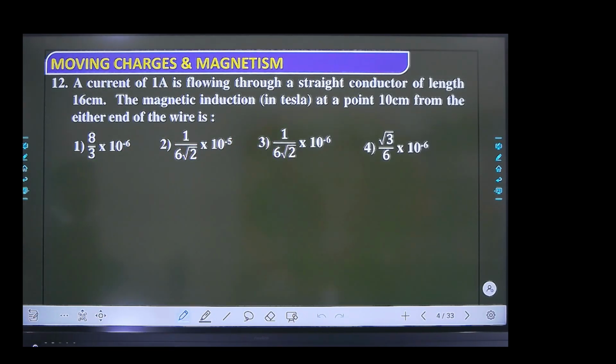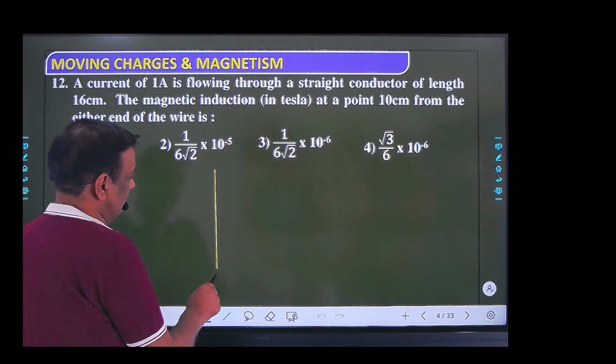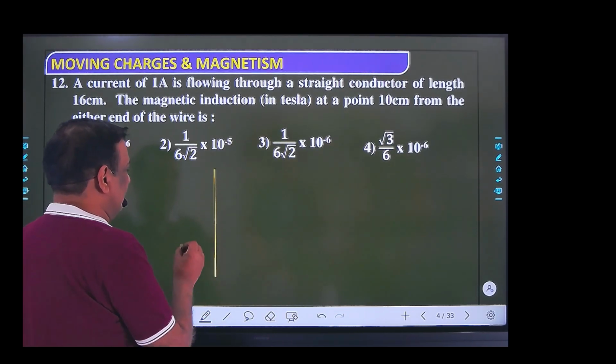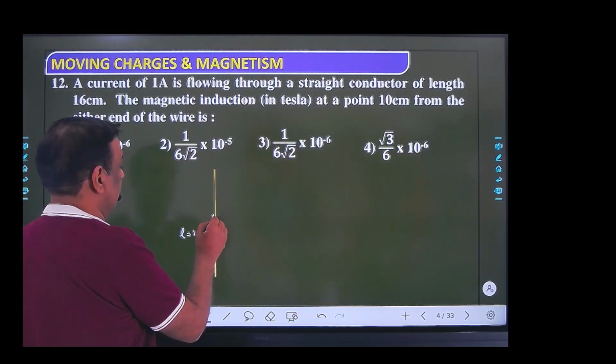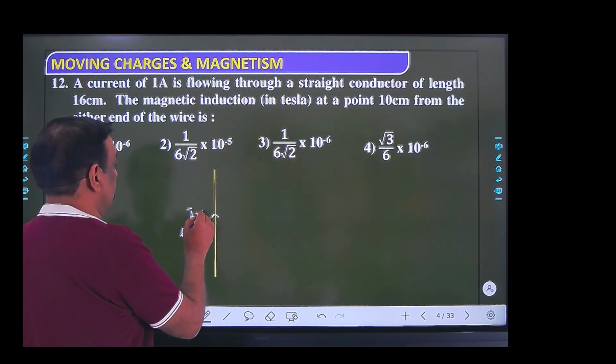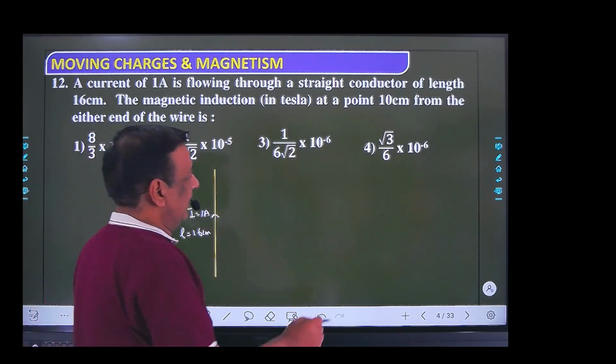Next, a current I of 1 ampere is flowing through a straight conductor of length 16 centimeter. So I have a straight conductor whose length is given as 16. Current flowing through it is 1 ampere. You have to find the magnetic induction at a point 10 centimeter from either end of the wire.